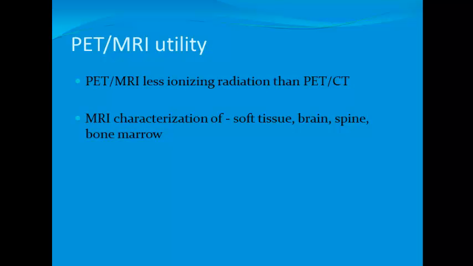Also, a major driving force in pediatrics is reduced radiation exposure to children as they receive a PET scan and an MRI scan rather than a PET scan and a CT scan, the CT containing ionizing radiation. Also, the MRI has the ability to better characterize potential soft tissue lesions, lesions in brain, spine, and bone marrow, for example.